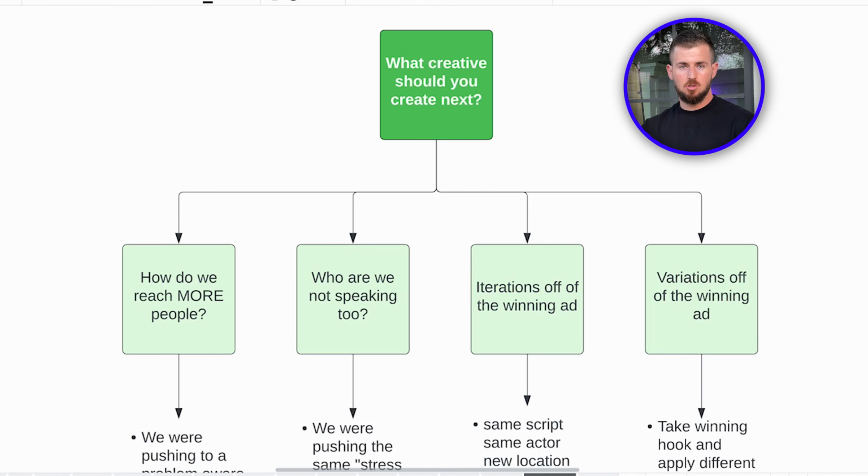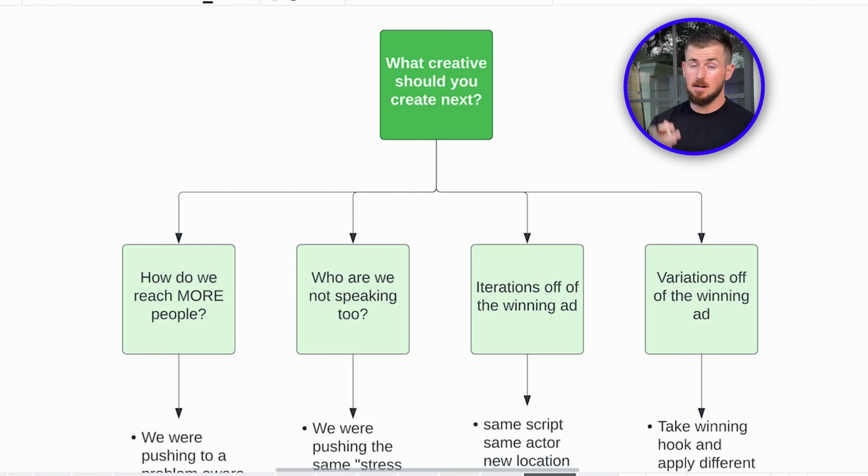And all of the competitors we're targeting stress. We were even targeting stress. This client came on, they scaled their company up about 100K a month, and they spent a couple months just targeting stress. So we were like, okay, we need to go after, who are we not talking to right now? What are some customer avatars we've never tested before?